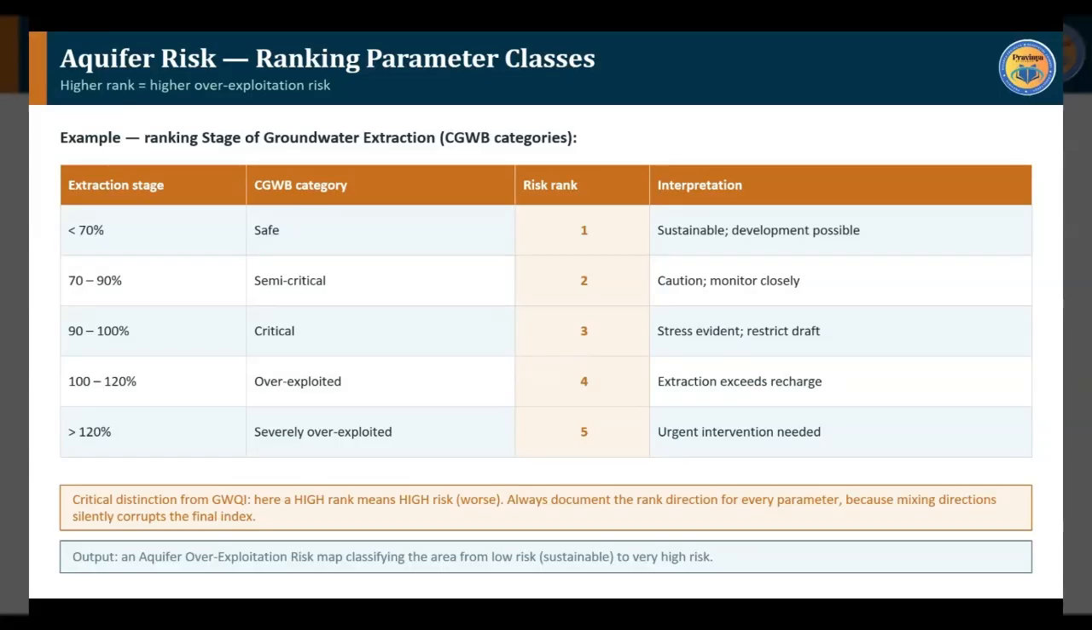Now, here in Goa, the picture is gentler. We are largely in the safe and semi-critical categories, thanks to the orographic rainfall and the laterite terrains, but it is still not uniform. In the coastal belts, where tourism and urbanization are concentrated and there is high demand, saline water intrusion is also a threat. Because of that, we are in problem.